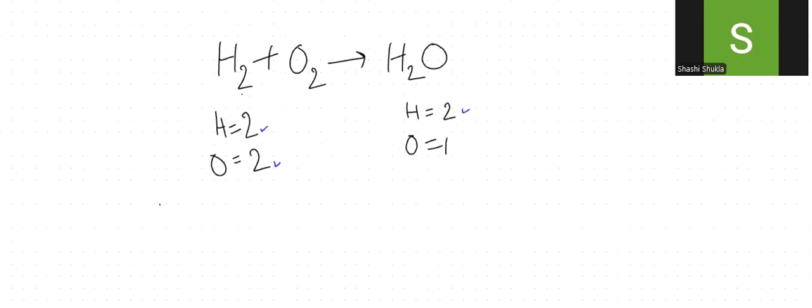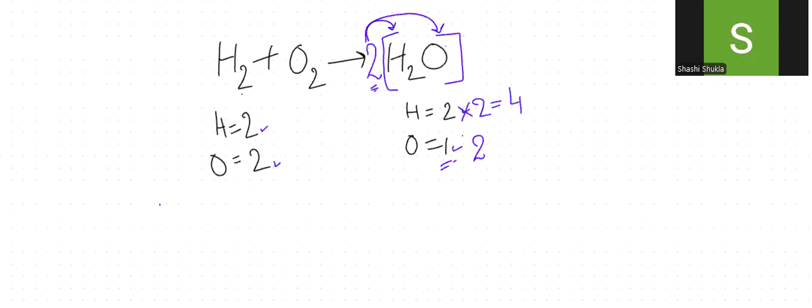So to balance it, what do we need to do? We need to make this O as 2. How do we make the O as 2? Let's look at the reactant. So we have 1 O. So if we put a 2 here, it's going to make O as 2. But remember, this 2 on the left hand side that we have put is for both hydrogen and oxygen. So now if I put a 2 here, my hydrogen also gets multiplied by 2 to give me 4 and my oxygen gets multiplied by 2 to give me 2.